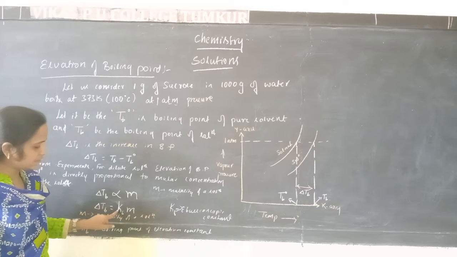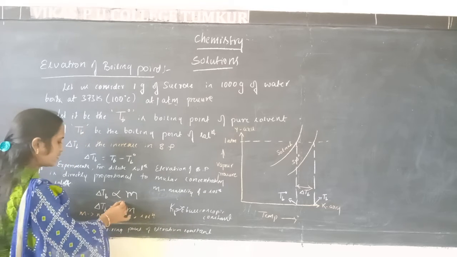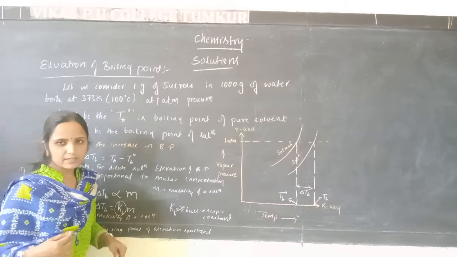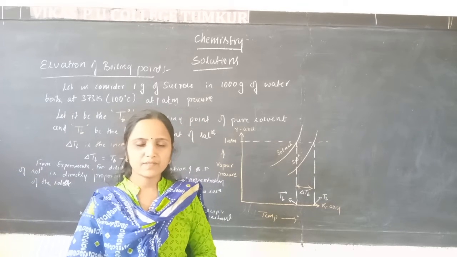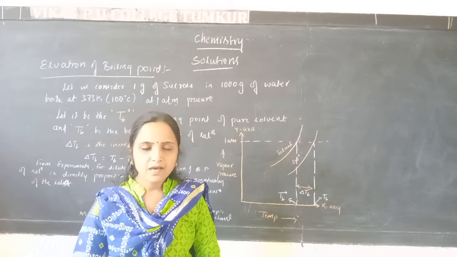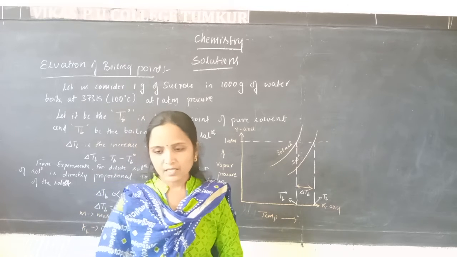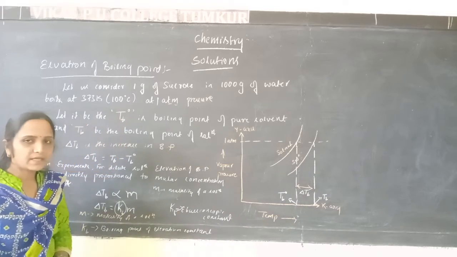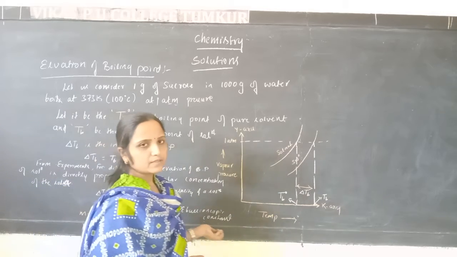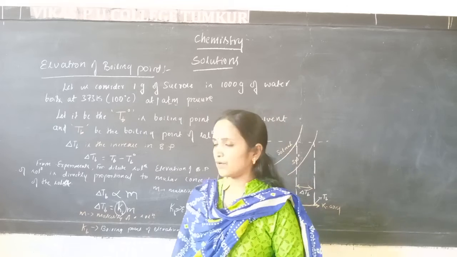Delta TB is equal to KB into m. KB is nothing but a constant, the elevation of boiling point constant, or ebullioscopic constant. Otherwise it is also called the molar elevation constant. This is about the elevation of boiling point.